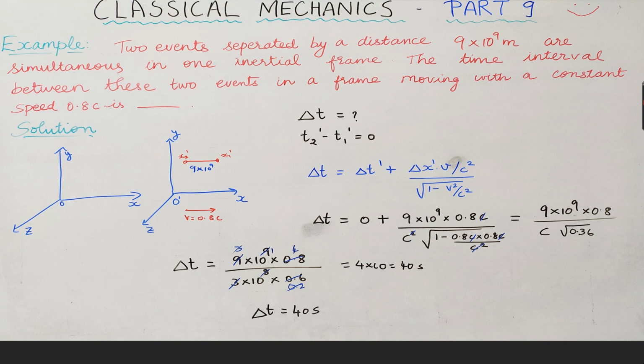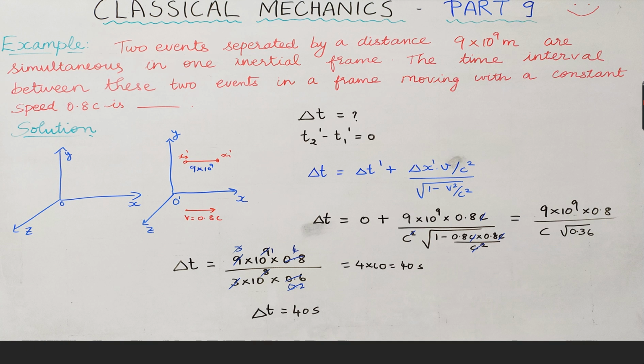And we have the difference in the distance to be 9 × 10^9, so we have del x prime, and our del t prime will be 0 because there is no time difference, because both the events are occurring at the same time. And del t is what we have to find. And we have v which is 0.8 c. So on substituting in this formula, I get to know that the time interval in this frame is 40 seconds. So I hope you understand this.